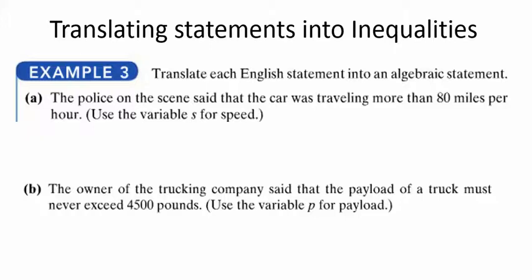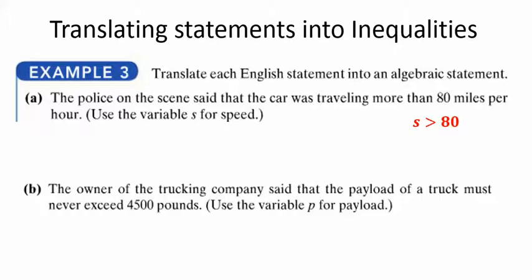A. The police on the scene said that the car was traveling more than 80 miles per hour. Use the variable s for speed. Well, if the car was traveling more than 80 miles per hour, it couldn't be traveling, obviously, less than, and it couldn't even be traveling exactly 80 miles per hour. It had to be traveling more than that, and so we say that s had to be greater than 80 miles per hour here.